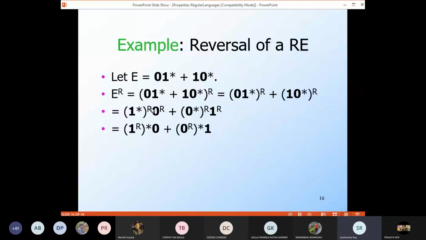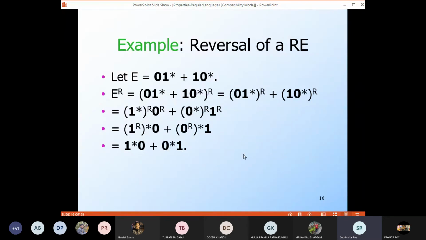So what you are doing is you are applying reversal on this Kleene closure, and Kleene closure, remember, you will push the reversal inside. So 1 reversed, Kleene closure of that, 0 reversed, Kleene closure of that, and 1 reversed and 0 reversed are same as before. They remain unchanged. So the final expression which you get is 1 star 0 plus 0 star 0.